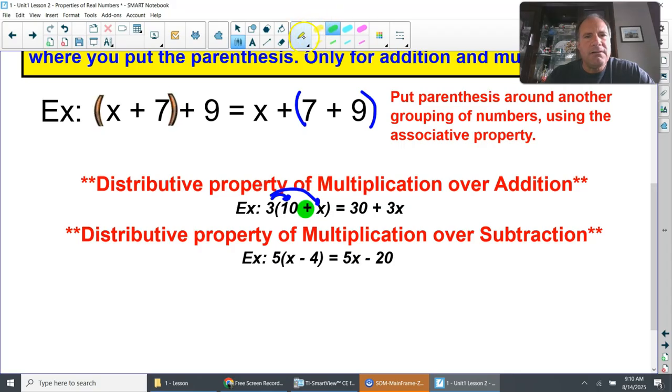This one right here, again, we're going to talk about 5 times x. This is distributive property, and 5 times negative 4. Since this is happening over subtraction, they call it the distributive property of multiplication over subtraction. All right, and that is it for that.